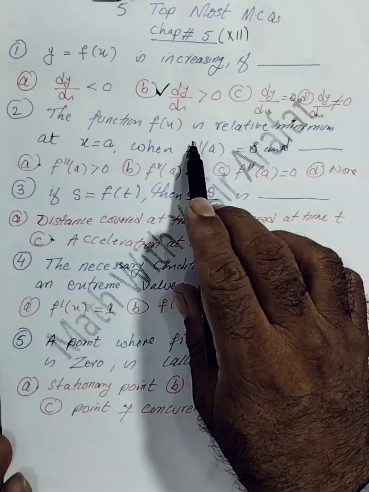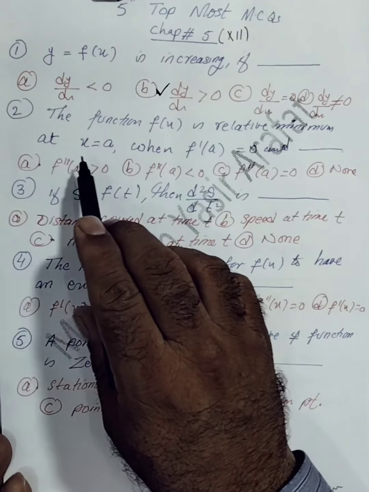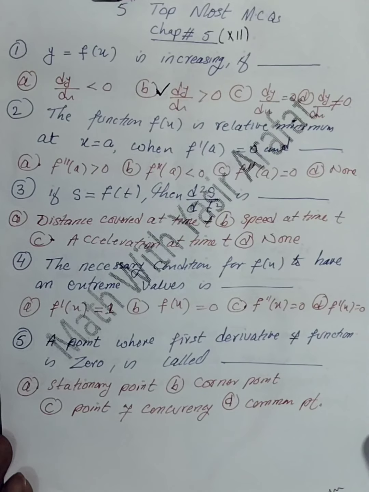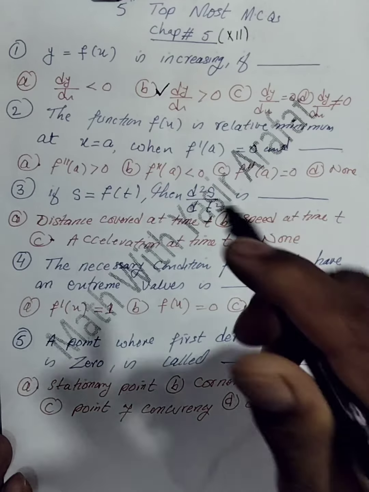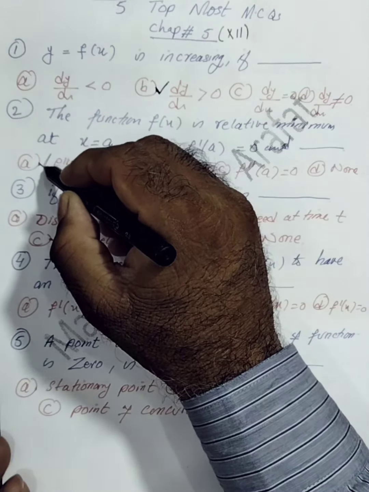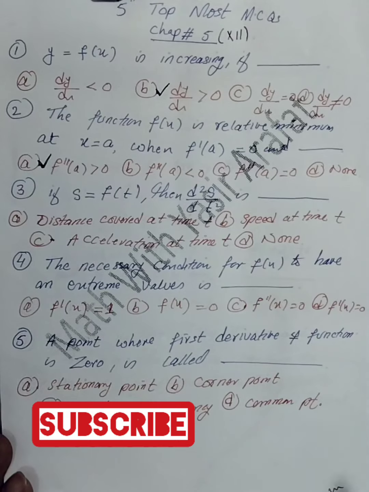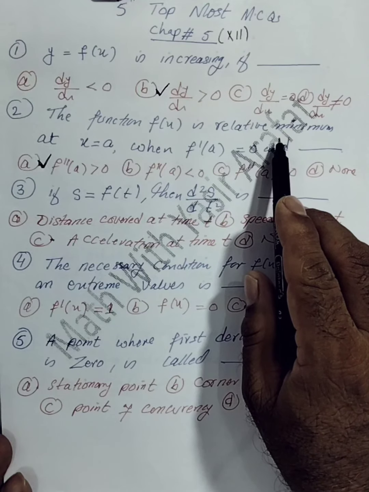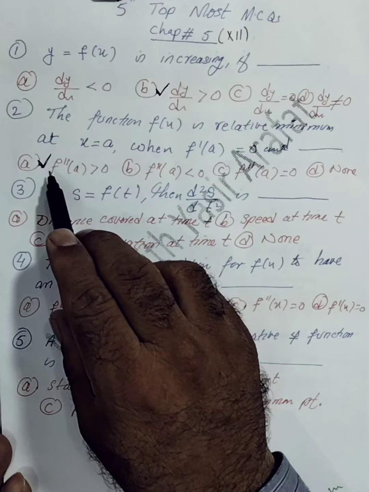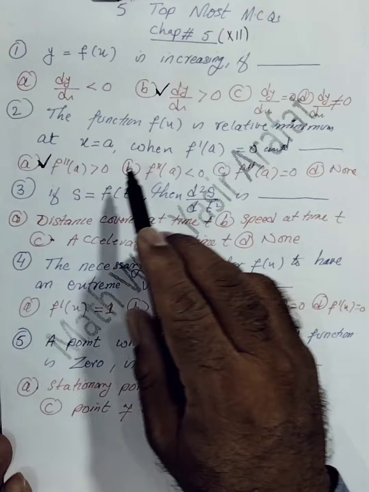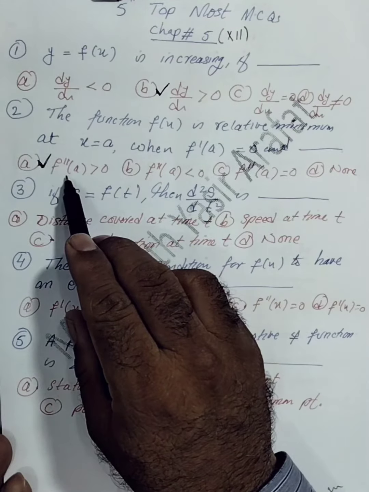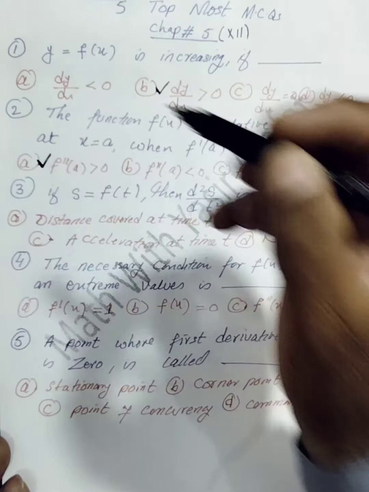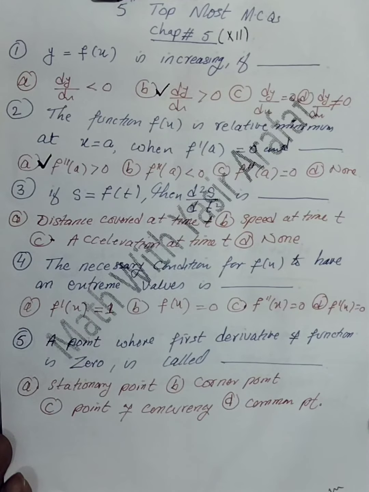The function f of x is the relative minimum at x is equal to 0 when f prime a is equal to 0, then double derivative should be greater than 0. So dear students, remember that here if the function is minimum, then the value of the double derivative will be greater than 0. If the function is maximum, then the double derivative will be less than equal to 0. So here the A option is correct for the second MCQs here.